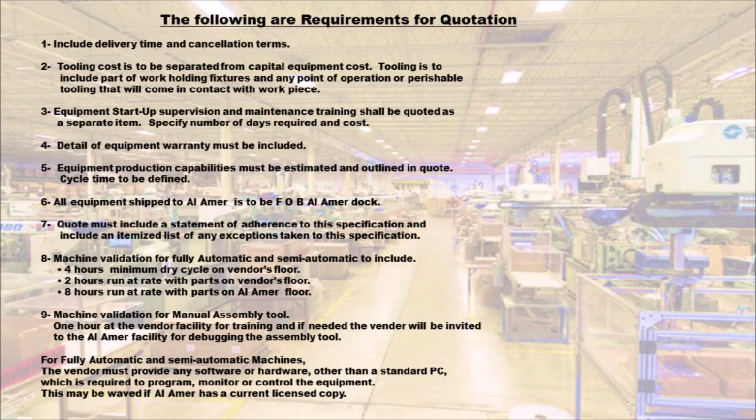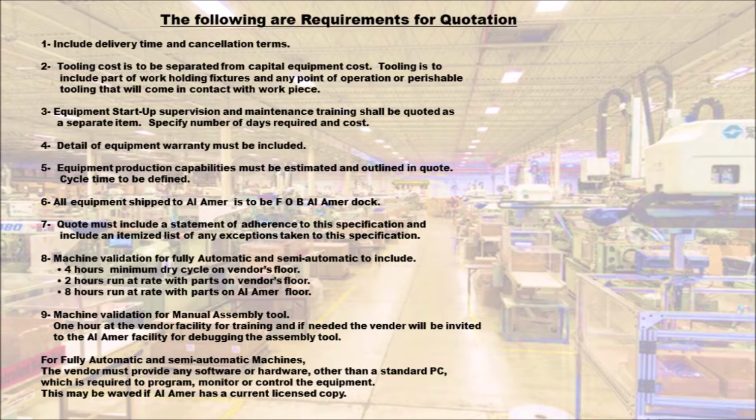4. Detail of equipment warranty must be included. 5. Equipment production capabilities must be estimated and outlined in quote. Cycle time to be defined. 6. All equipment shipped to Amer is to be FOB Amer dock. 7. Quote must include a statement of adherence to the specification and include an itemized list of any exceptions taken to the specification.